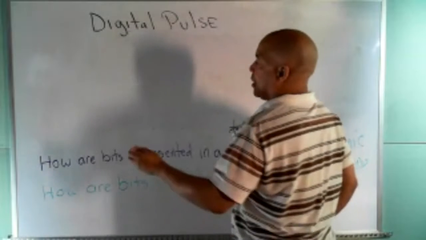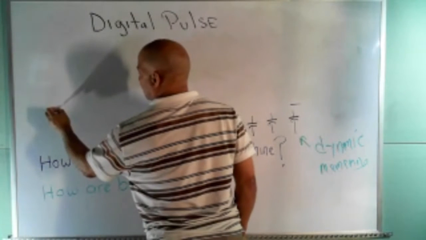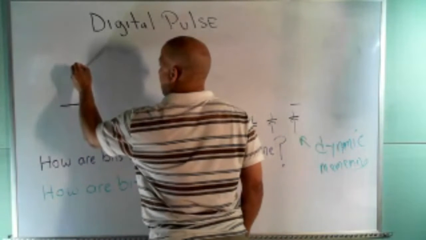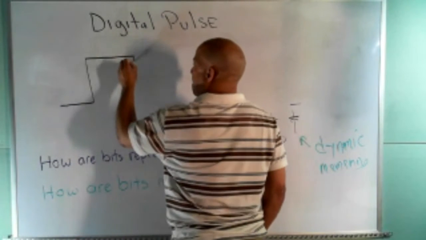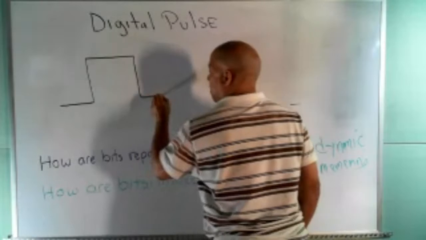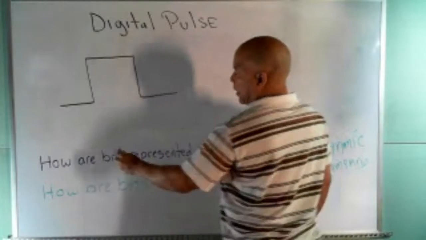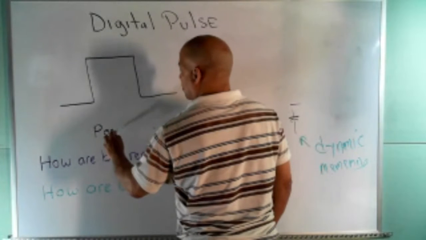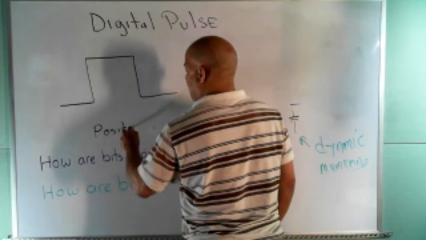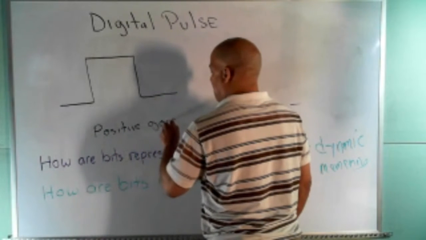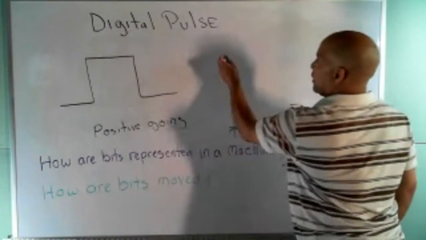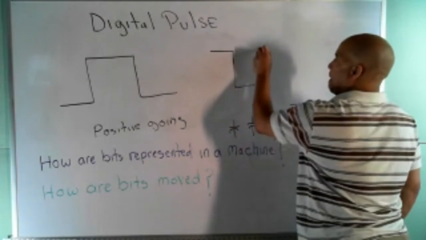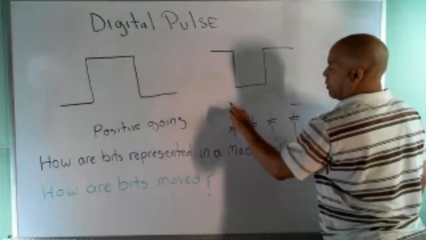All right, so a digital pulse, I'm going to draw 2 of them. Okay, so that's a digital pulse. We call this a positive going pulse. And then over here, here's a negative going pulse.